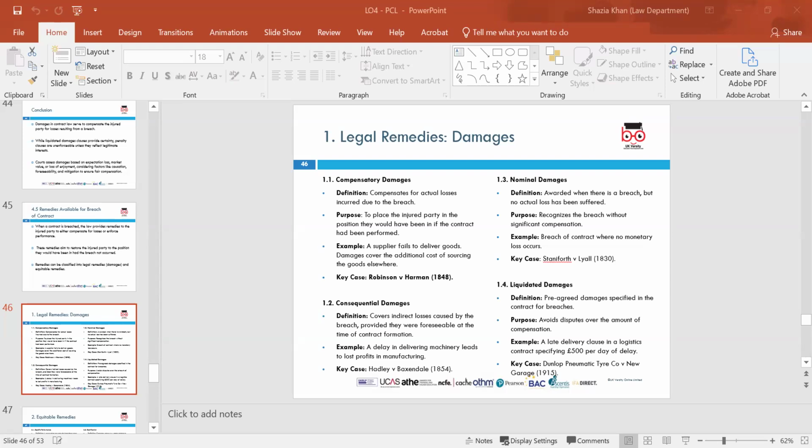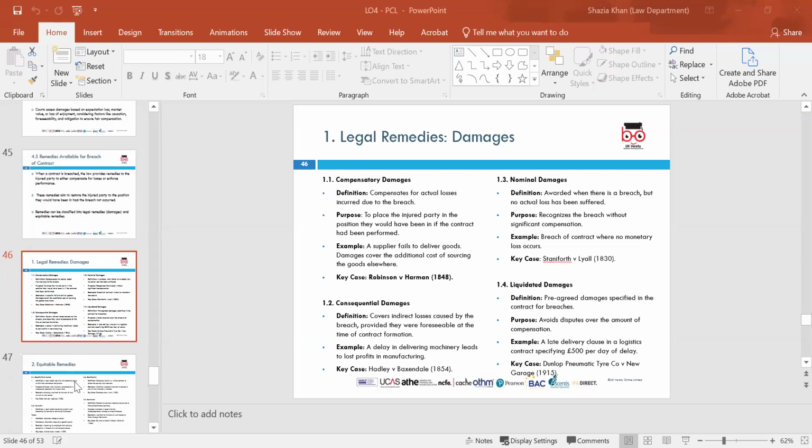Then we have liquidated damages. And as we mentioned, these are also referred to as liquidated and ascertained damages, and are damages whose amount the parties designate during the formation of a contract for the injured party to collect as compensation upon a specific breach.